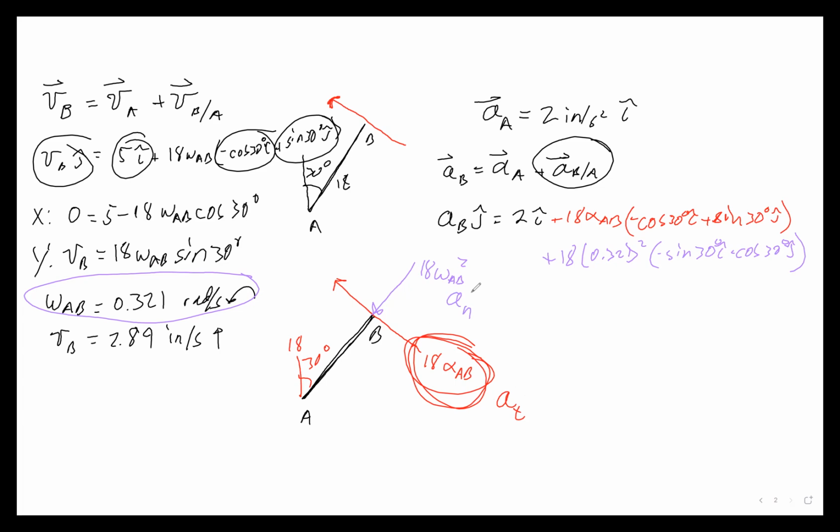All right, this is two equations, two unknowns here. So the answer to this is alpha AB is equal to 0.0689 radians per second squared, okay? And the acceleration, linear acceleration of B, is negative 0.984 inches per second squared. This is in the downward direction.